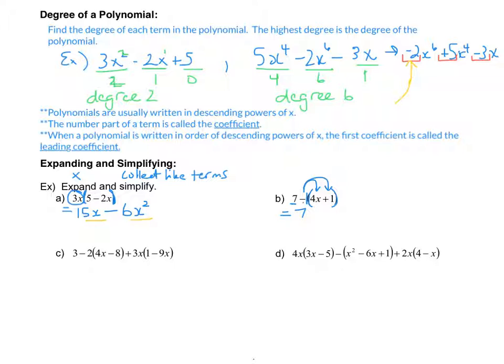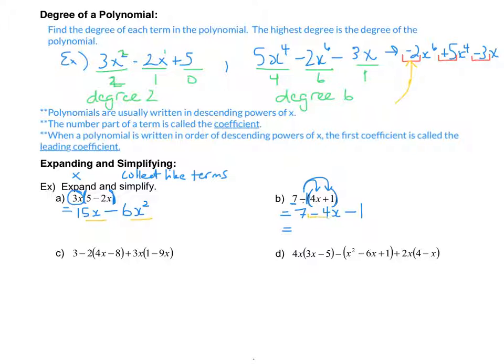We're going to have to do that multiplication before we do the 7 takeaway. All right, so we're going to get 7, and then I'm multiplying that -1 through. We get minus 4x. Minus a positive would be minus. 1 times 1 is 1. Now I do have like terms in this case. I'm going to write the minus 4x first.